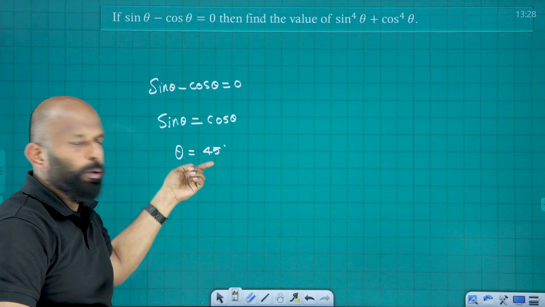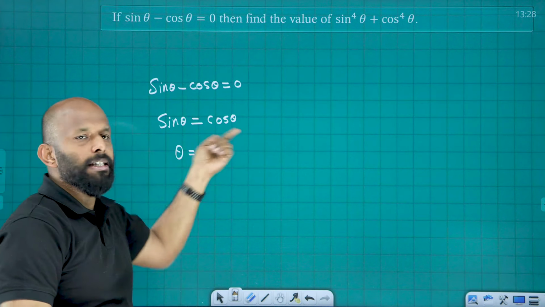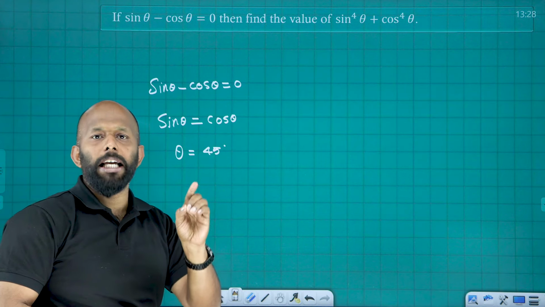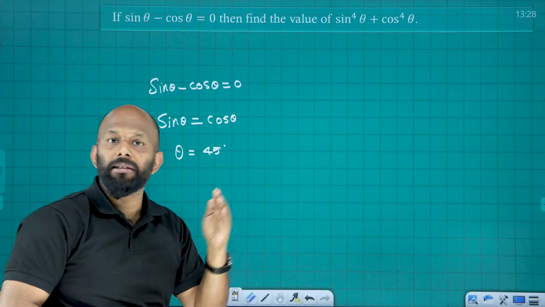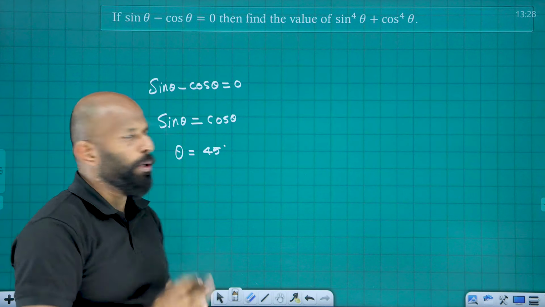You know how we are getting this one. In the previous question I proved how we are getting sin theta is equal to cos theta. As per the grade 10 knowledge, this happens only when theta is equal to 45. Remember that other values are there, but that is beyond your concept.